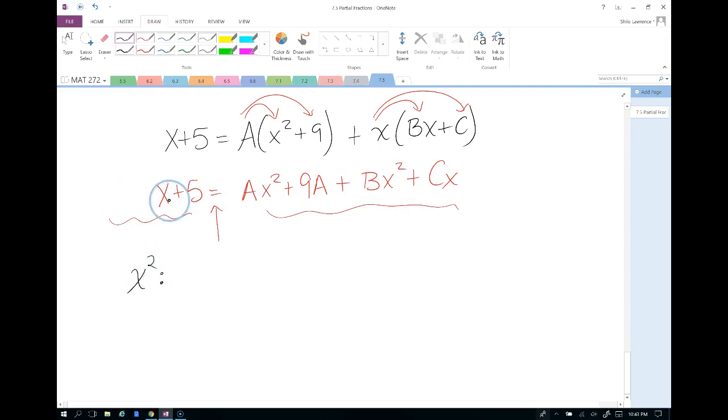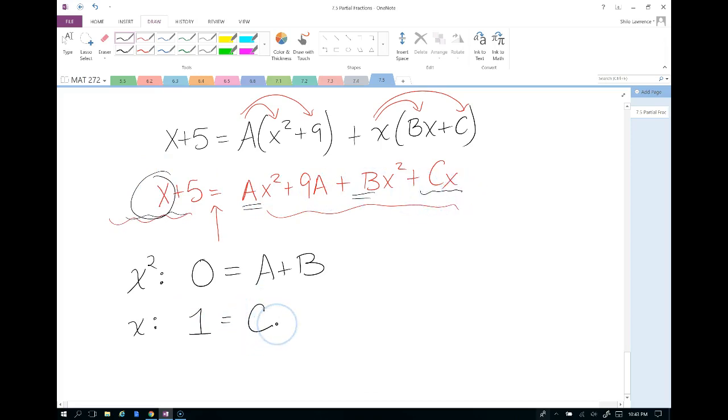On the left, I don't have any of them, so I'm going to say 0 equals. On the right, I've got a plus b of them. So far what we know is that a plus b has to equal 0. And then let's compare our linear terms, our x terms. On the left, I have one of them. On the right, I have c of them. So perfect, we've got the c value: c equals 1.